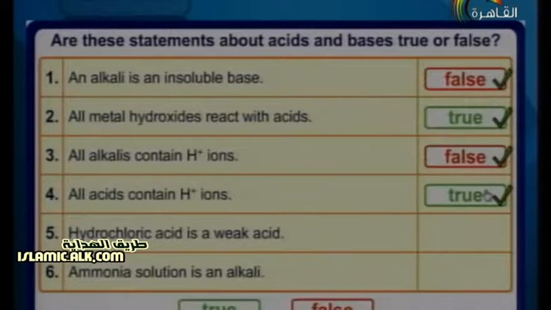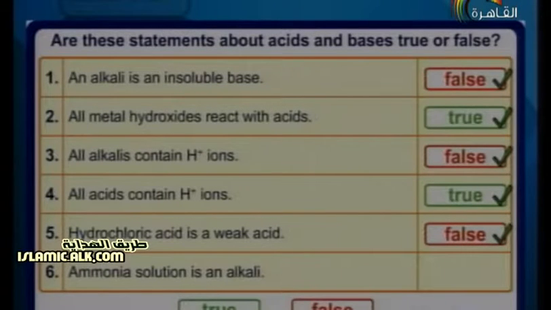To change litmus paper to red color, and it has sour taste. And the hydrogen is responsible for many things, or the properties of acid. Hydrochloric acid is a weak acid. It's not true. It's false because it has corrosive action. It's a very strong one.